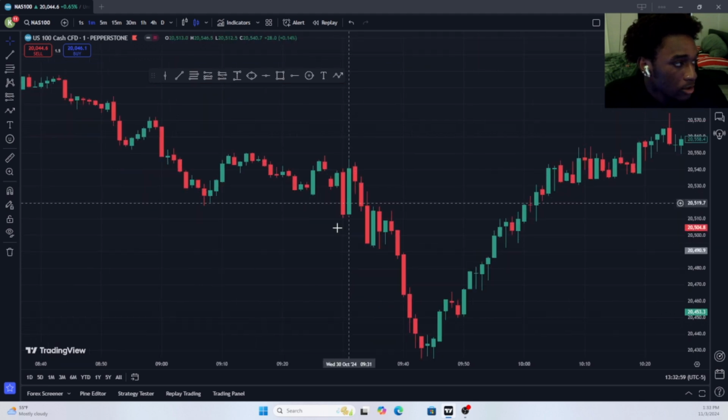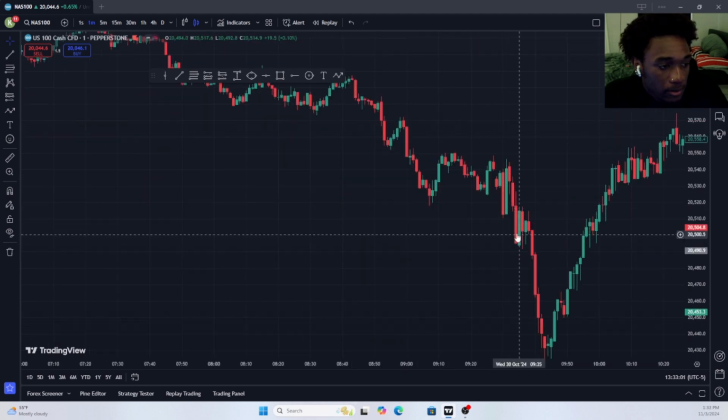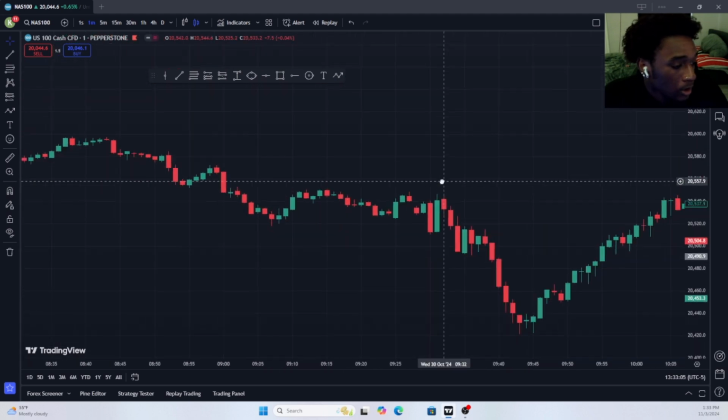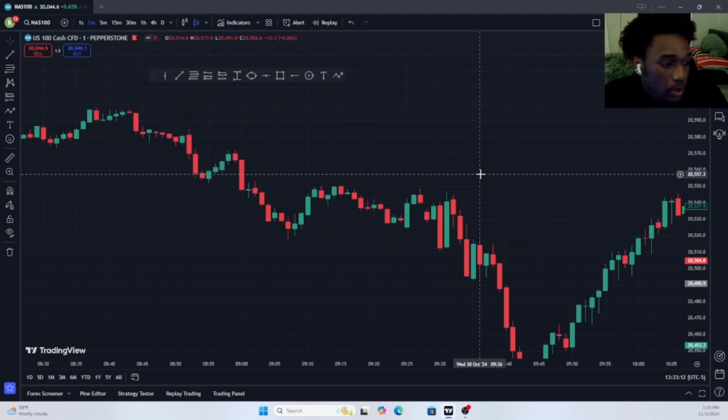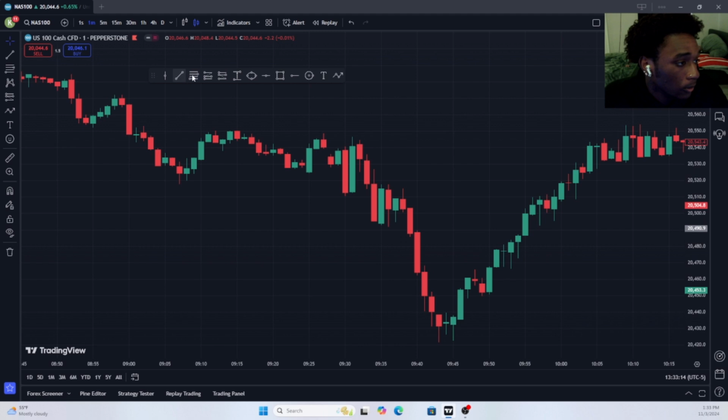Now it looks like we had news on this day. It looks like we didn't have that much volume. On Wednesday, it looks like we had a little bit of news, but once we follow our strategy, we will be fine. So as you guys can see, price is in a downtrend, right? Now we mark up our support and resistance zone.